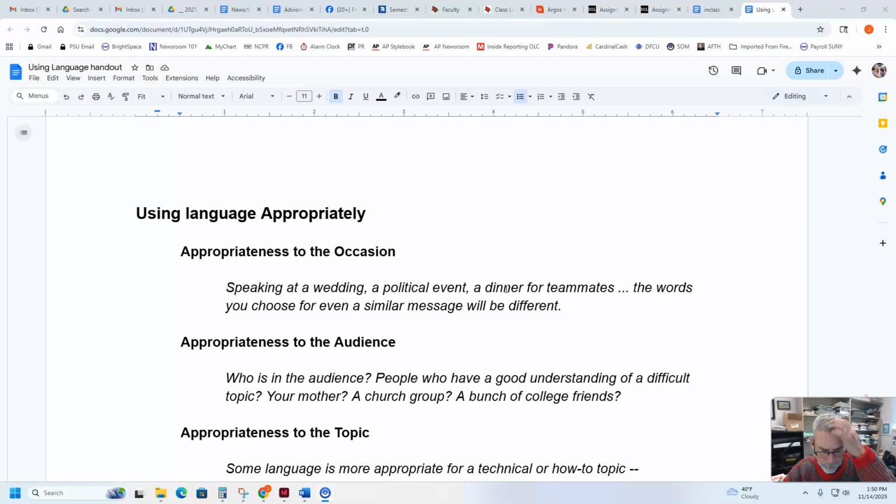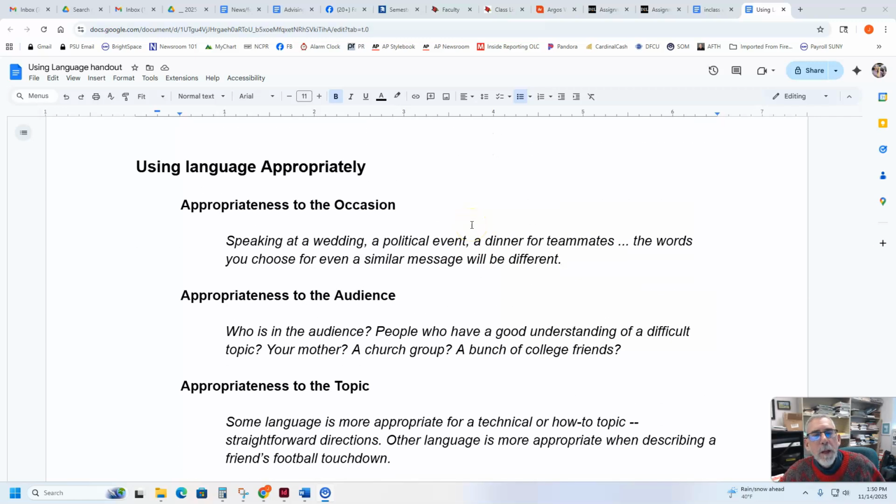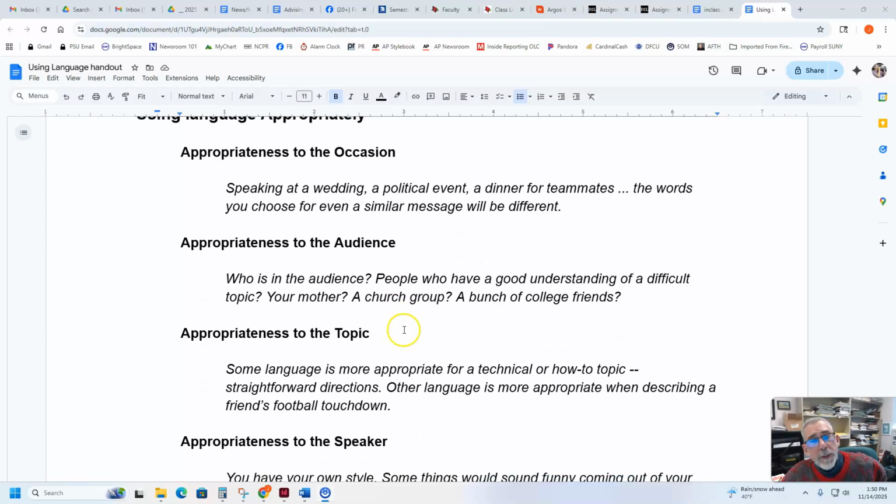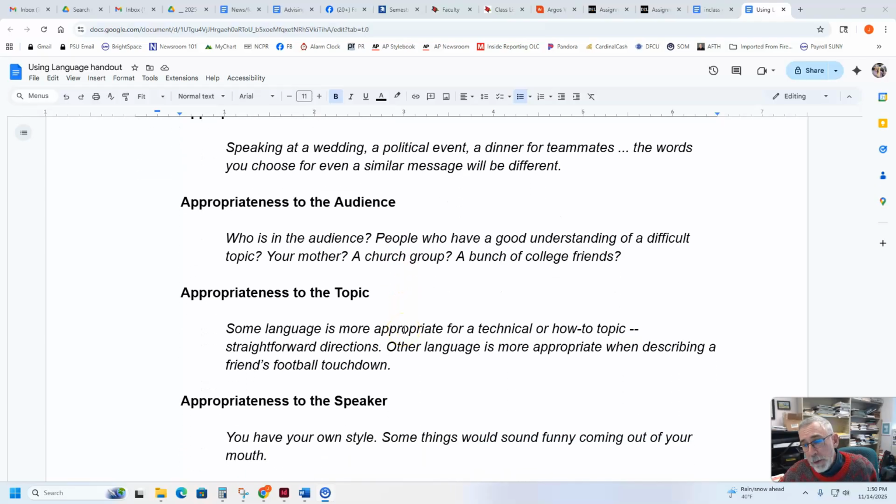And then finally, using language appropriately. This is in your textbook and definitely applies to presentations. Another way to think about using language: is it appropriate to the occasion? Are you speaking at a wedding, a political event, a dinner for teammates? What is the occasion? The words have to match the occasion. Is it appropriate to the audience? Are you speaking to young people, old people, a church group, your friends?